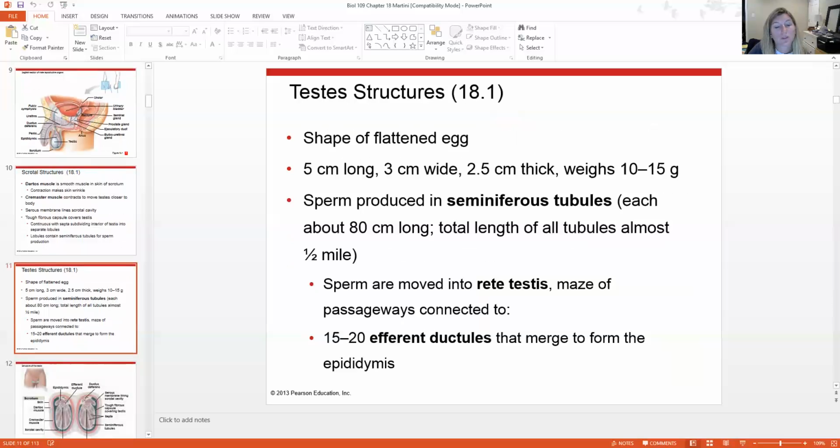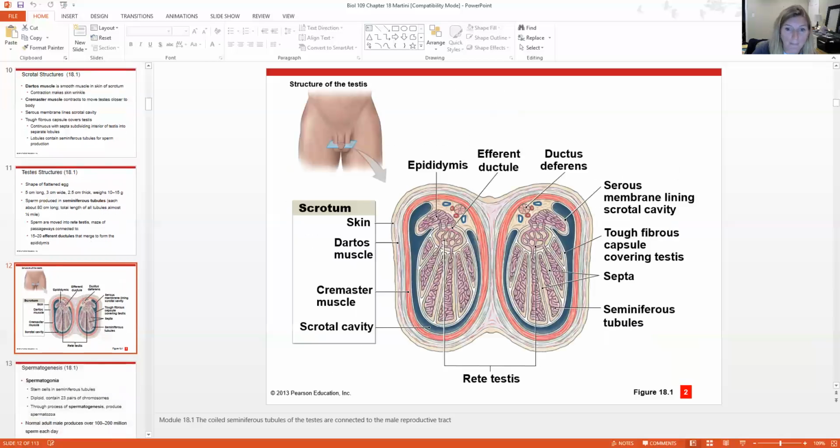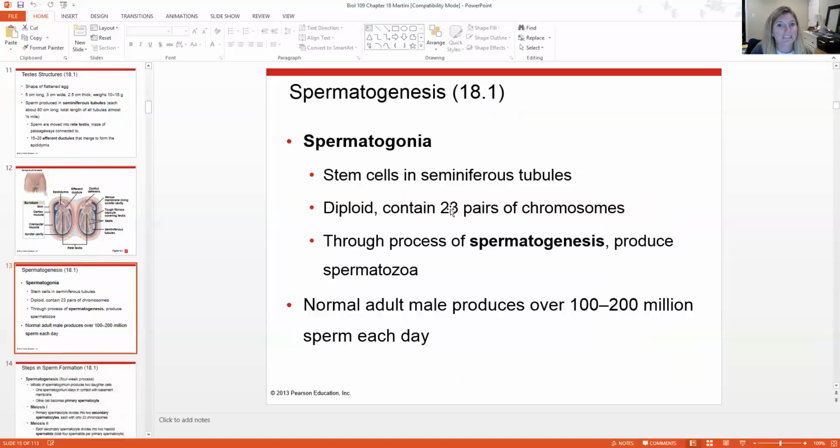The sperm are produced within the seminiferous tubules, and the sperm are moved to the rete testis, which is a maze of passageways, which are connected to the efferent ductules, and those efferent ductules merge into the epididymis. So all of these little tubules in here are the seminiferous tubules where the sperm is created, and we'll look at the structure of those in a second. Then you have the efferent ductules, which lead to the epididymis. And the epididymis is, again, where the sperm kind of wait and hang out before they're ready to leave.